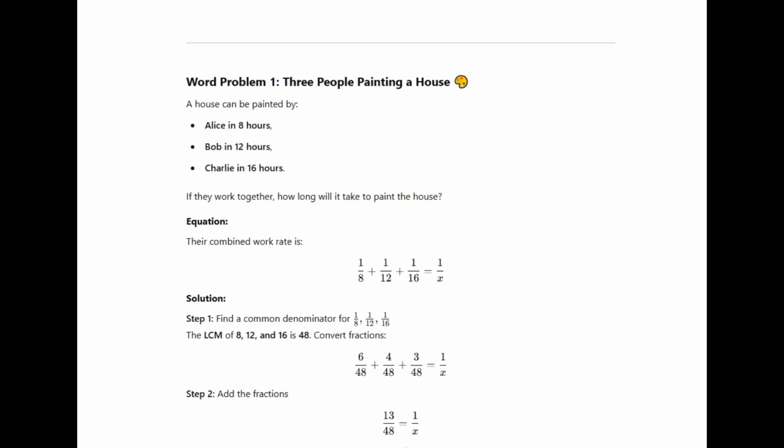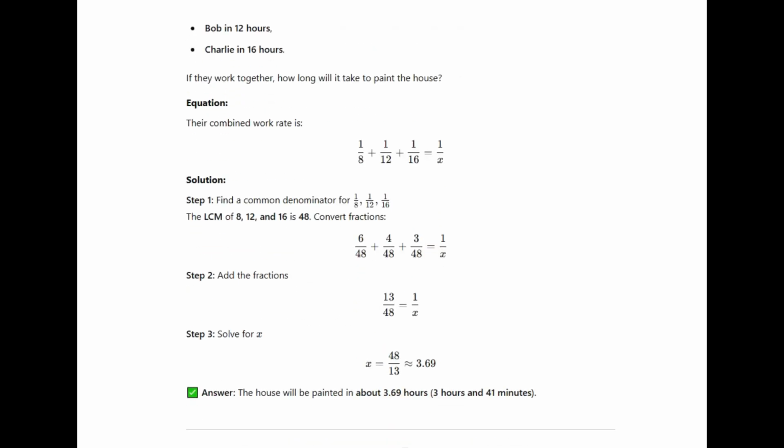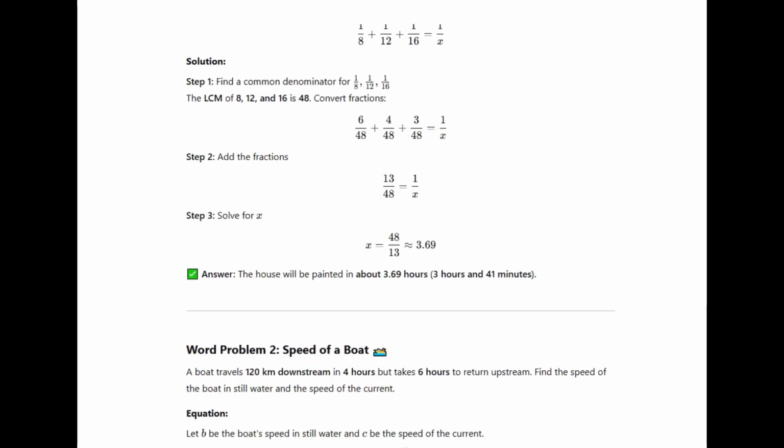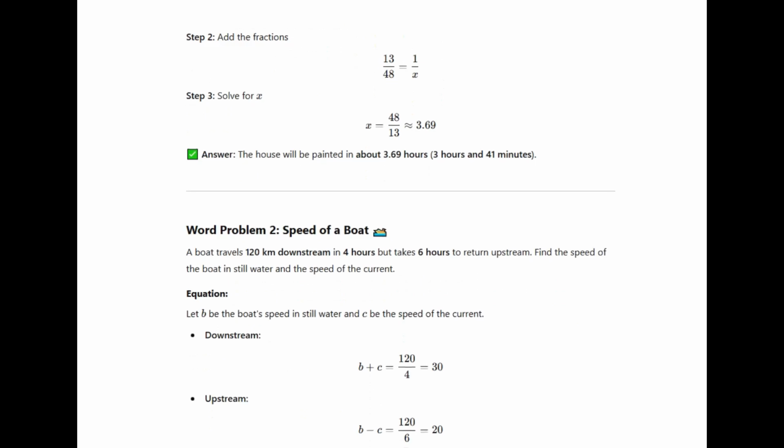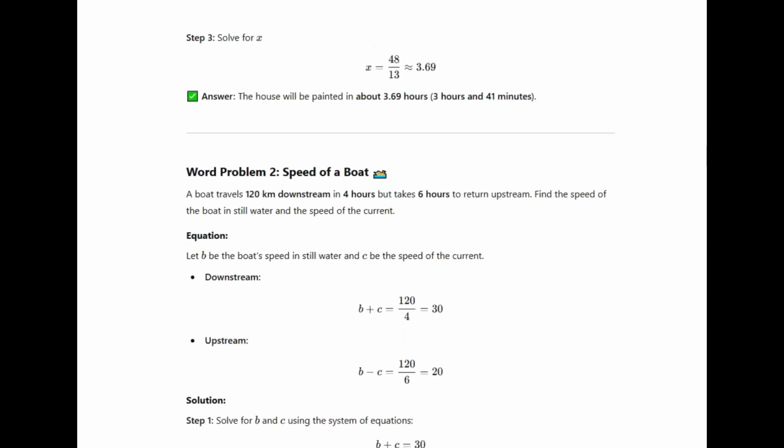Step 2. Add the fractions: 13/48 equals 1/x. Step 3. Solve for x. x equals 48/13, approximately 3.69. Answer. The house will be painted in about 3.69 hours, 3 hours and 41 minutes.